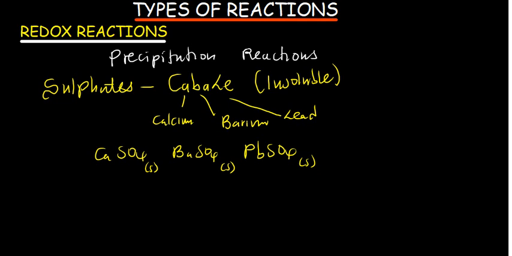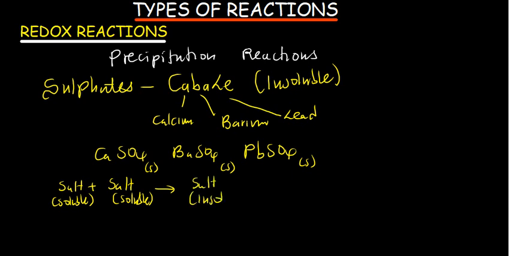Now, when you're talking about a precipitation reaction, you're going to react two salts. So we're going to have salt plus salt, and these two salts we are reacting dissolve. So this is a soluble salt reacted with another soluble salt, and then what we are going to form is an insoluble salt and a soluble salt. So this is the reaction that we are going to see.